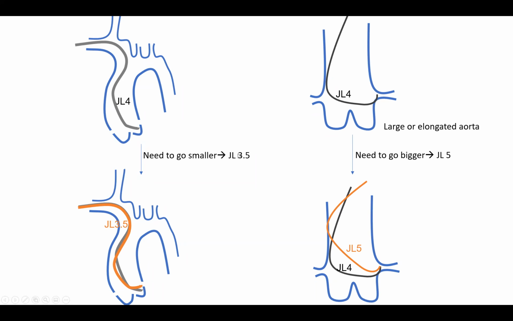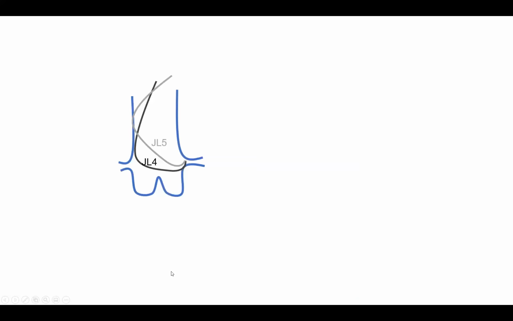Jutkins left 3.5. You need to have a shortened catheter falling down on the valve with its tip pointing up. You need a longer arm. So this one, you need a Jutkins left 3.5. That one, you need a Jutkins left 5. You need to go bigger. Please memorize that slide. Extremely important. Frame it in your room. Please, very important.